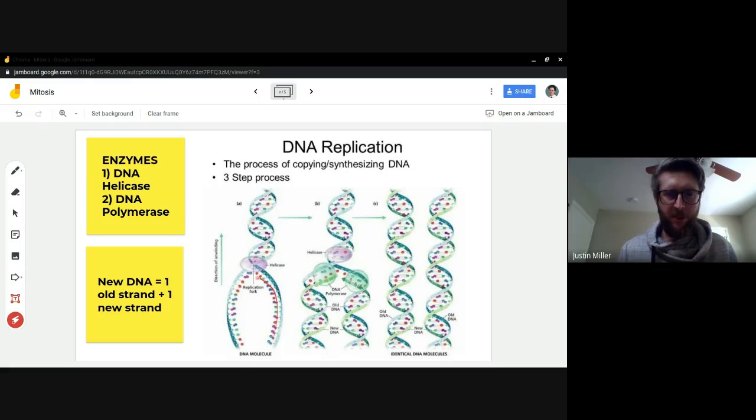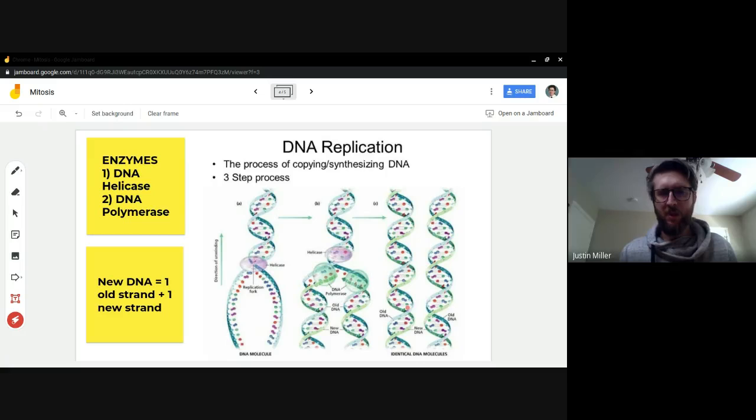So if you remember in DNA, there's GCAT, GCAT. If you remember your base pairing rules, G always goes with C, A always goes with T. So DNA polymerase is going to go up and down each strand, and it's going to read what's on there and then add the complement. So if it reads a G, it's going to add a C. If it reads a C, it's going to add a G. If it reads an A, it's going to add a T, so on and so forth. And it's going to do that all the way down the DNA strand.